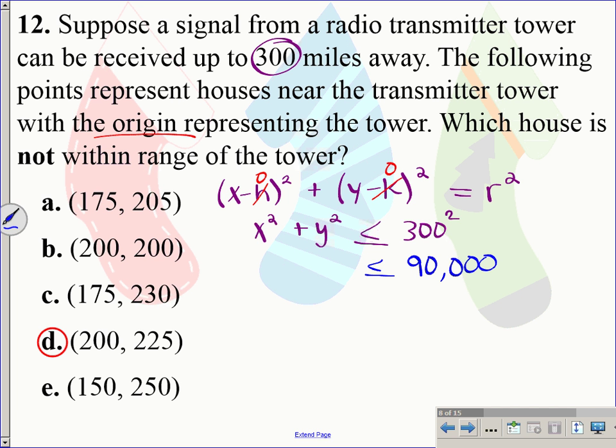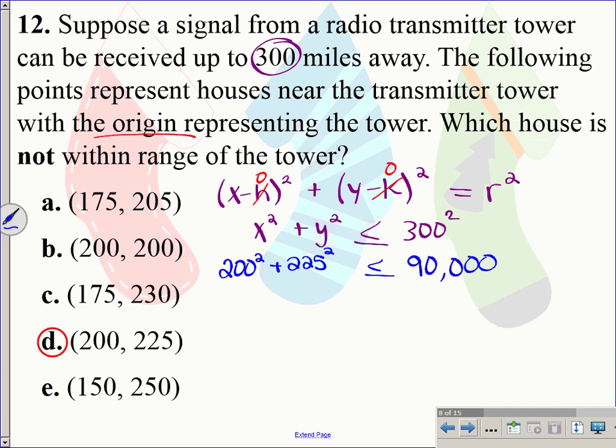Now some of you are just simply adding together x plus y to see which one's bigger than 300, and that will not work. You have to use the squared values. So you can be smart about the way you do this. Look for your largest overall values, which to me look like option D, 200 plus 225. So I'm going to put in 200 squared plus 225 squared.